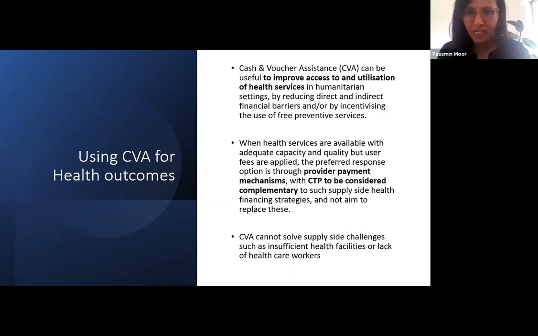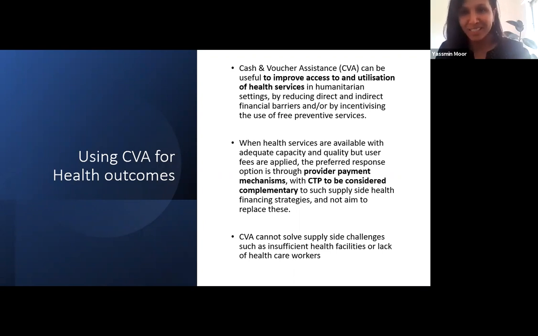So what is the potential of cash and vouchers as it relates to health? So cash and vouchers can really improve access and utilization of health services. Utilization, because it can impact, especially conditional cash can really impact behavioral change, for instance, and utilization. It's giving people the financial resources to access these health services, whether again it's paying for user fees or indirect costs related to transportation.